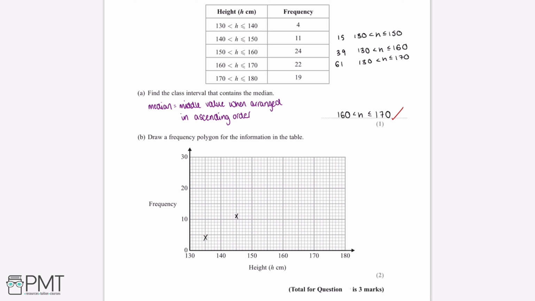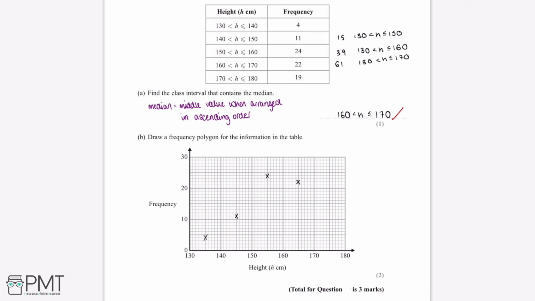Heights between 150 and 160 centimetres, the midpoint will be 155 centimetres and the frequency is 24. So we'll plot the point 155, 24. Heights between 160 and 170 centimetres, the midpoint will be 165 centimetres and the frequency is 22. So we'll plot the point 165, 22.